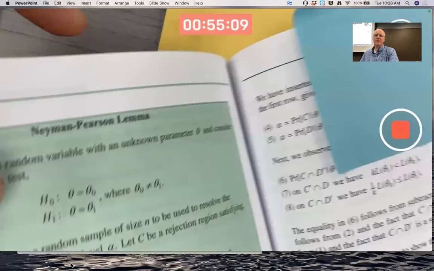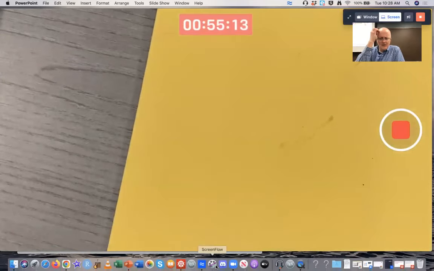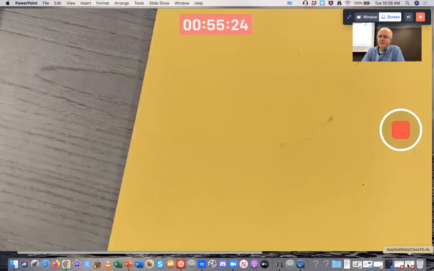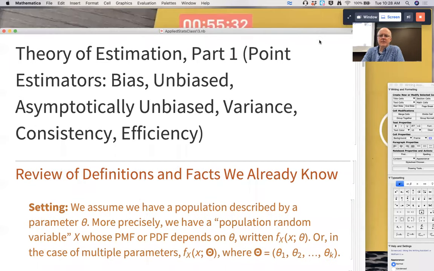Continuing to go backwards. We also had content about estimators. Yes, method of moments and maximum likelihood. It was class 13 where we had all those definitions and facts. So you should definitely review this and put some things on the note card.